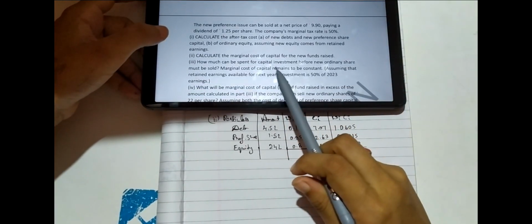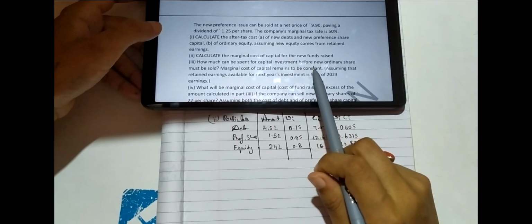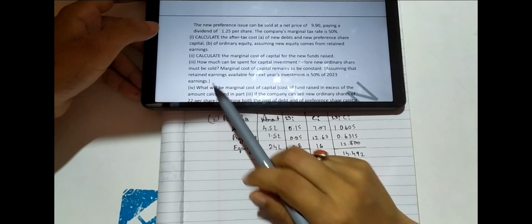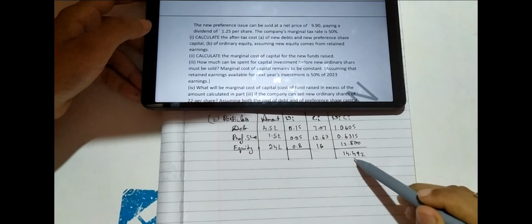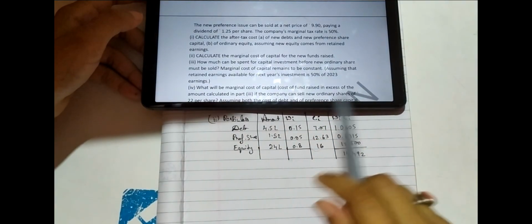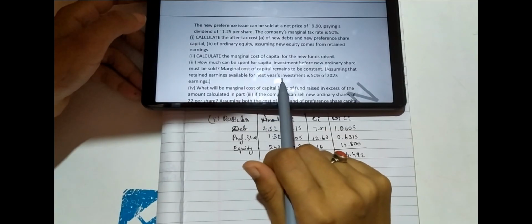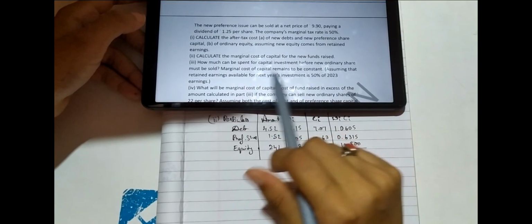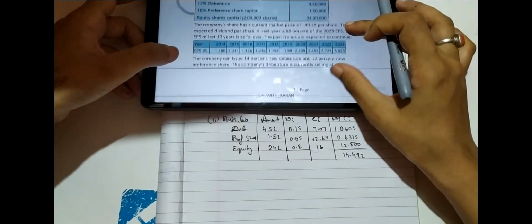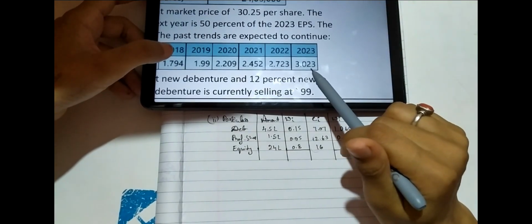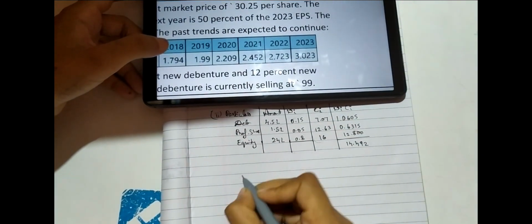How much can be spent for capital investment before new ordinary shares must be sold, and the marginal cost of capital remains constant? So it's going to be 14.492 itself, assuming that retained earnings available for next year's investment are 50% of 2023's earnings. So what is 50% of 2023's earnings? So 2023's EPS is 3.023, right?